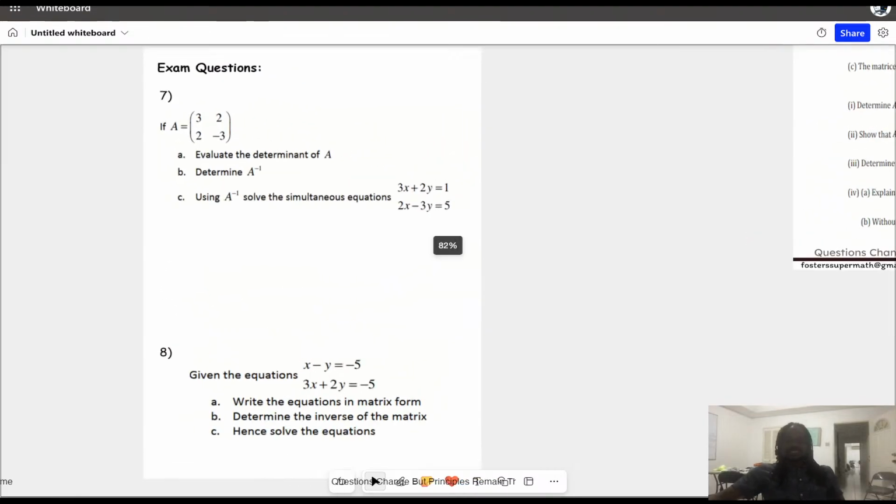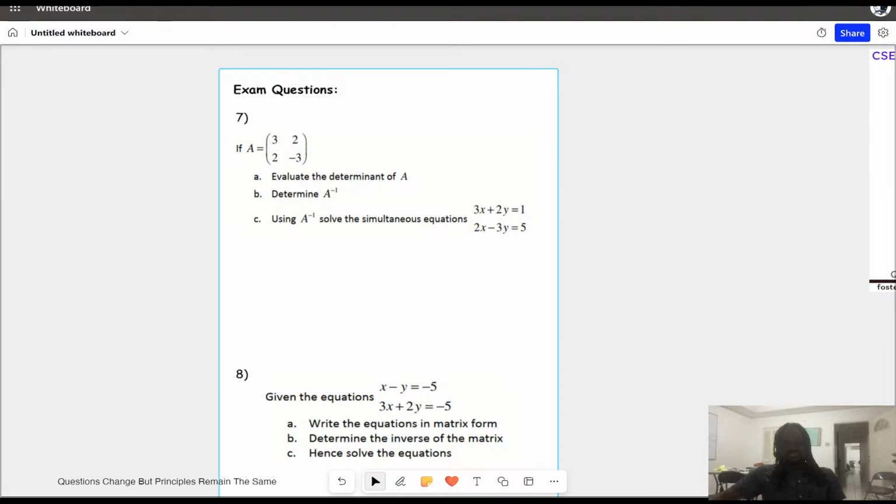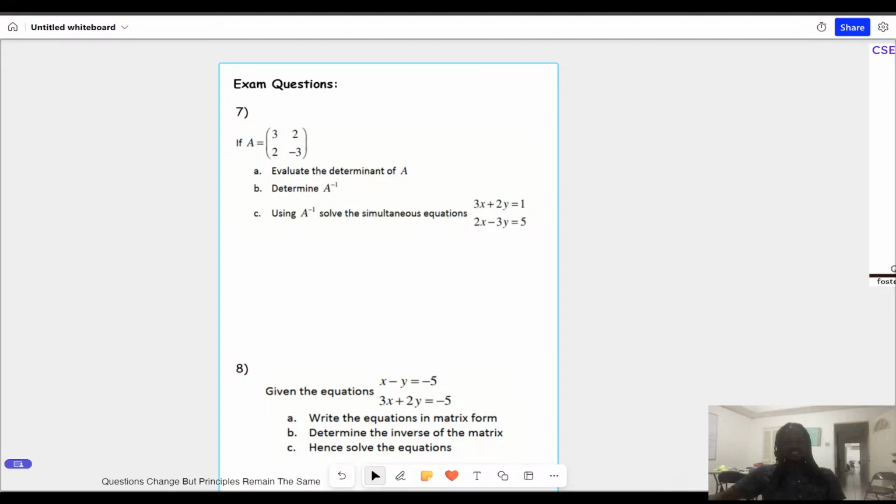Exam questions again. This time question 7. If A is 3, 2, 2, negative 3, the first one says evaluate the determinant of A. Then the second one says determine A inverse. Then the third part says using A inverse, solve the simultaneous equations.